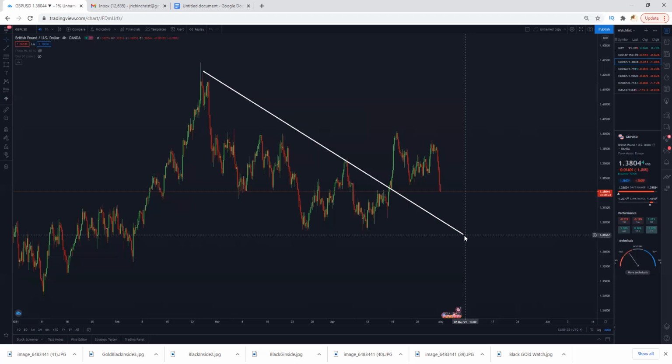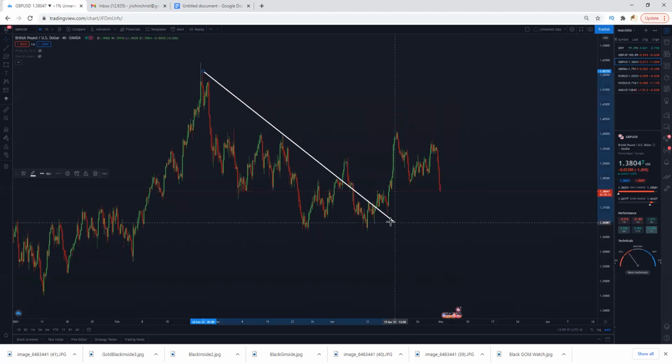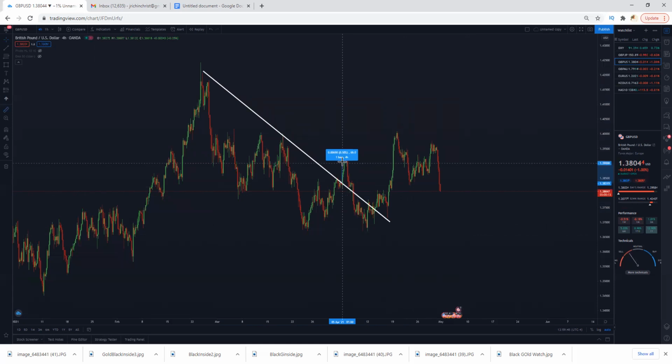Now some of you guys are wondering, what if the market's right here? It doesn't matter. You still would have got the market breaking out of this trend line. You would have got an easy 72 pips.